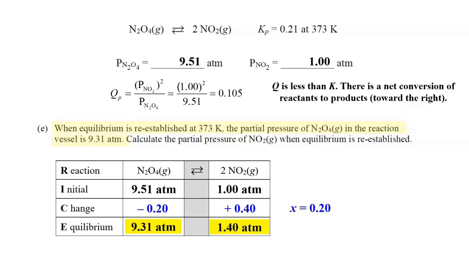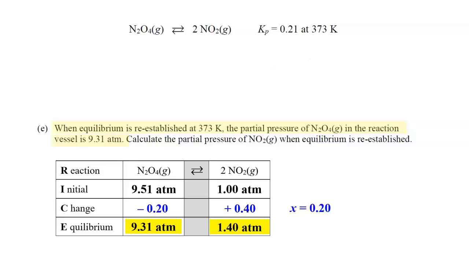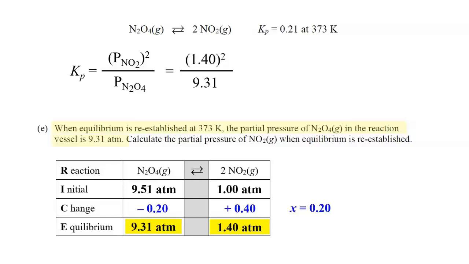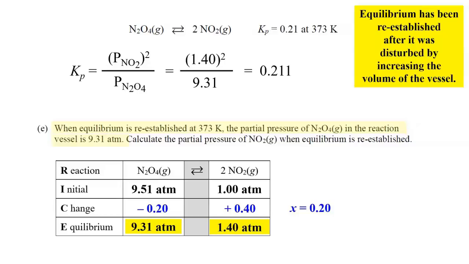Now that we know the partial pressure of each gas when equilibrium is reestablished, let's go ahead and check it and make sure that that works. In our equilibrium constant expression, it's going to be the pressure of NO2 squared divided by the pressure of N2O4. So 1.40 squared divided by 9.31. When you do this math on your calculator, you hope you get a number that's pretty close to 0.21, and in fact, we do. So we have now confirmed that yes, equilibrium has been reestablished, but this time the disturbance was increasing the volume of the vessel.